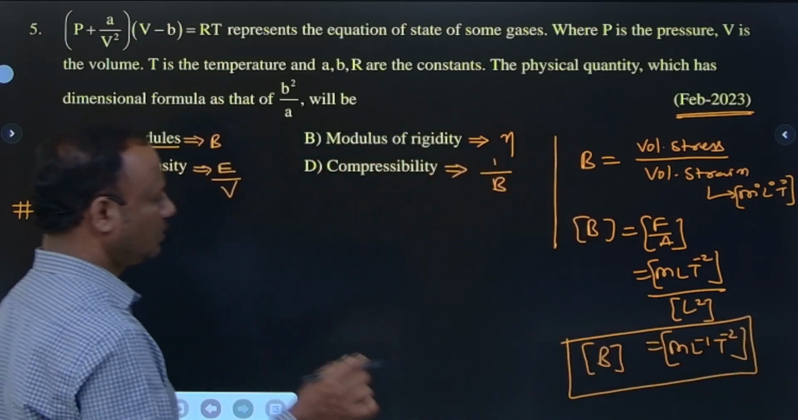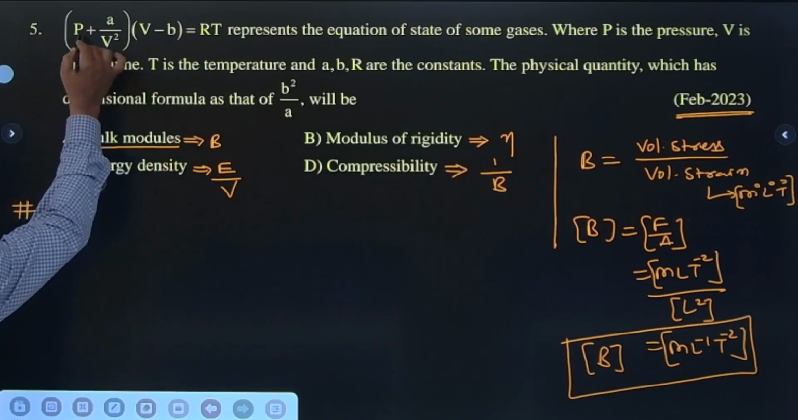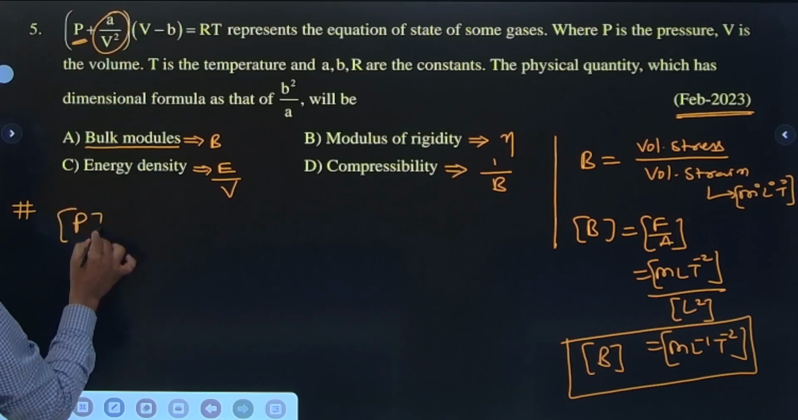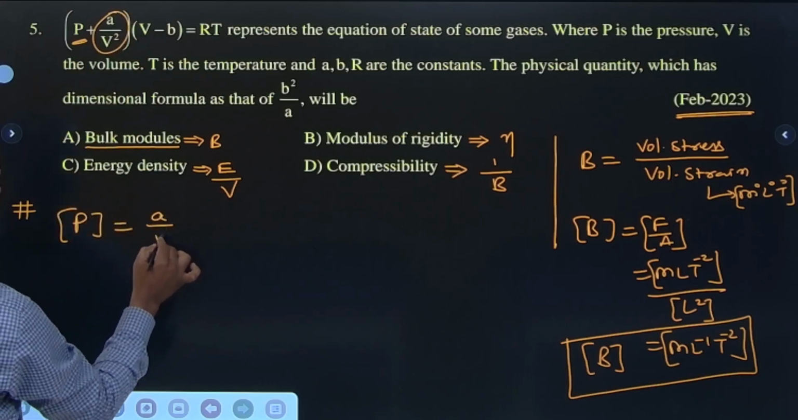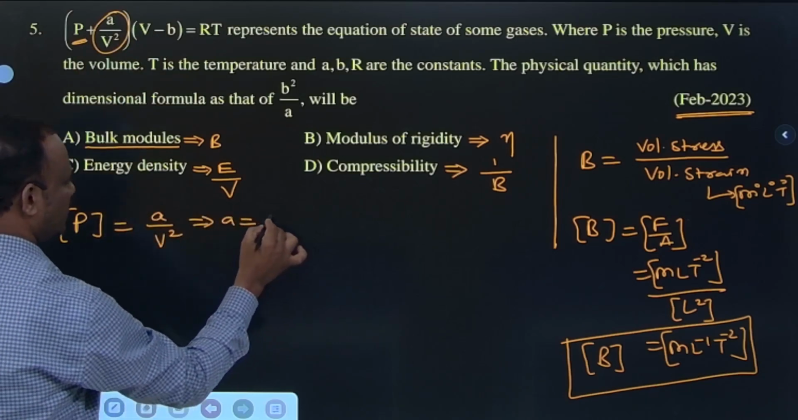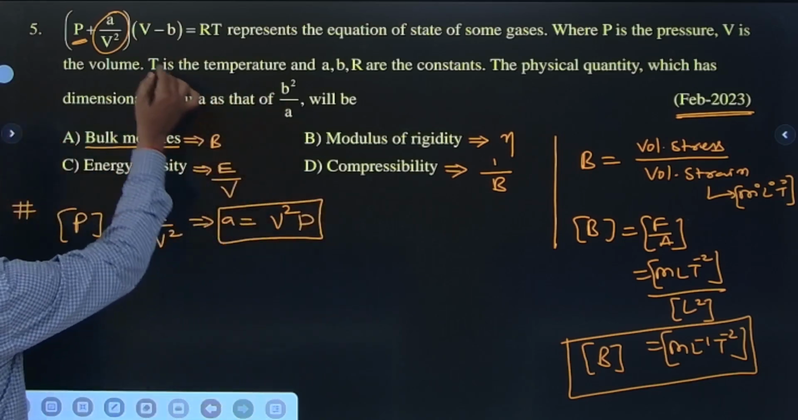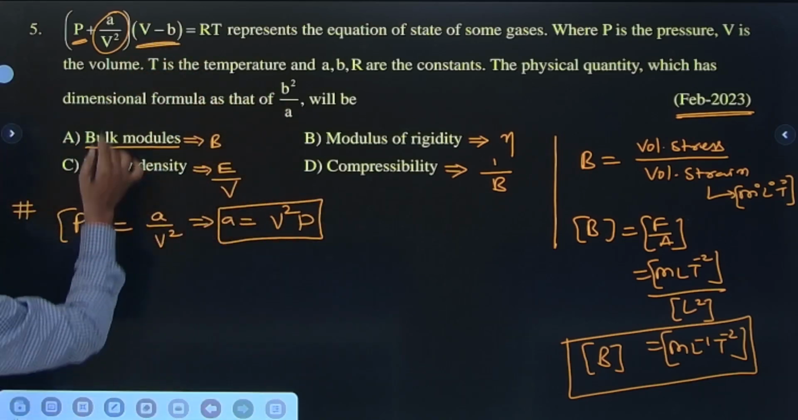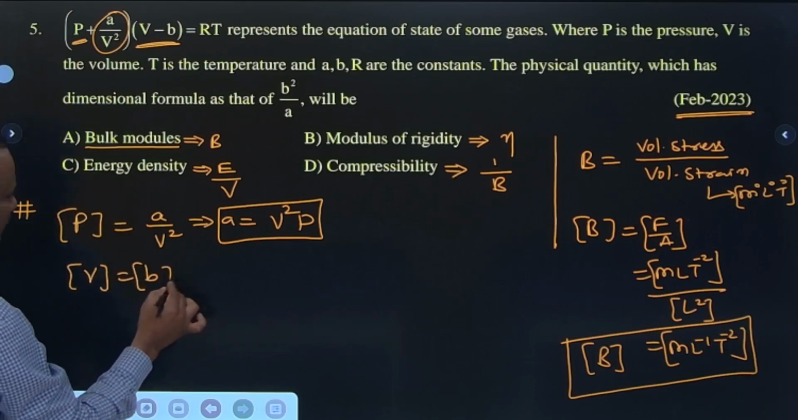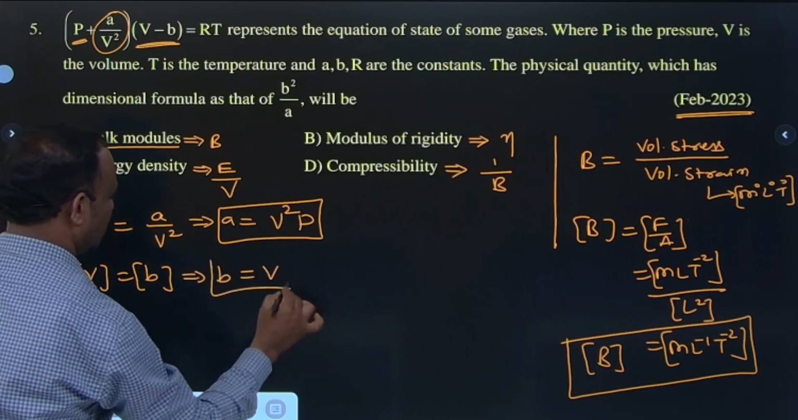Now let me go on with this. First, I'm talking about pressure. For the pressure, something is added. The dimensional formula of pressure is equal to that of a by V². Then a is equal to V² into P. Next, for the volume, something is subtracted. The dimensional formula of volume is equal to the dimensional formula of b. Then b is equal to V.